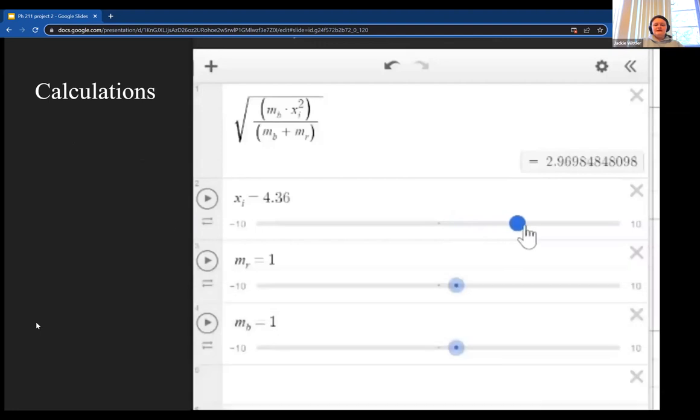So as we increase xi, that number is also going to be increasing, and the same for when we decrease it, that number decreases. And then moving on to the mass of the red block, block MR, as the number increases, our spring compression decreases, and the same for the mass of the blue block. As it increases, it increases, as it decreases, it decreases.